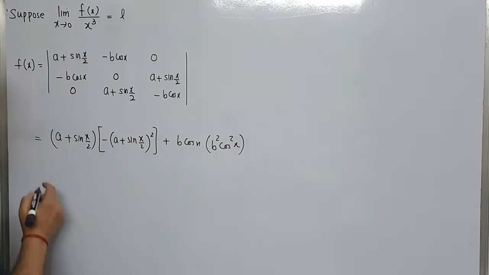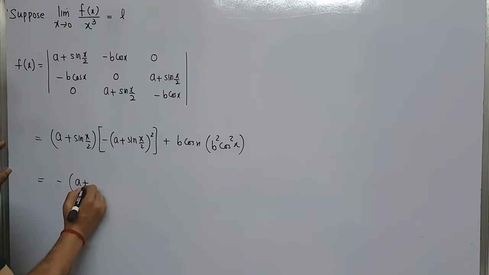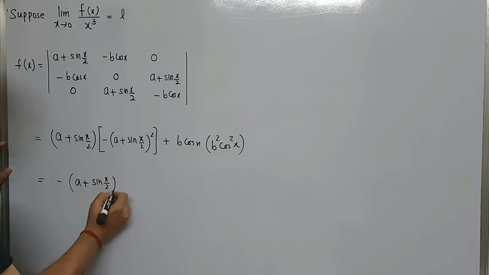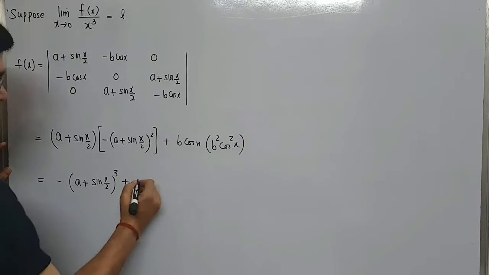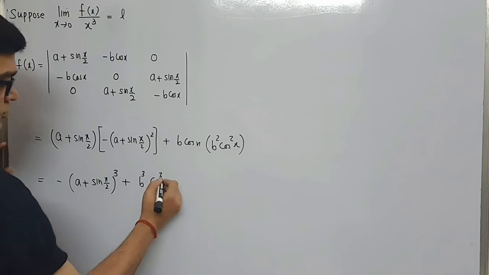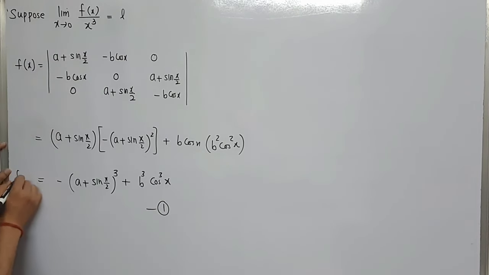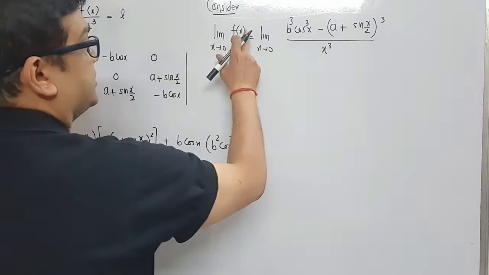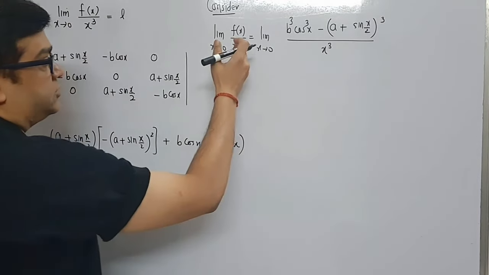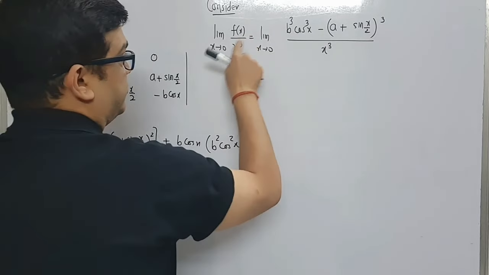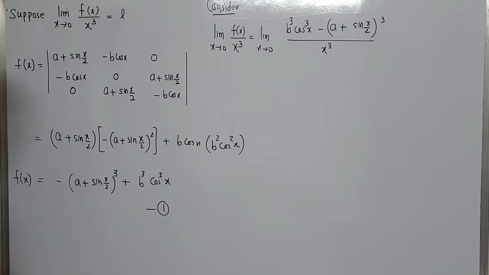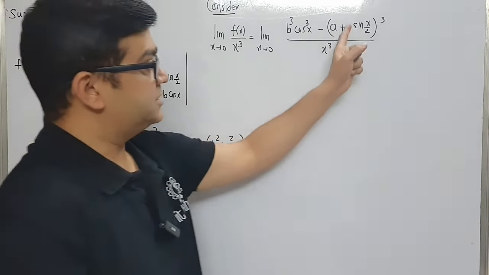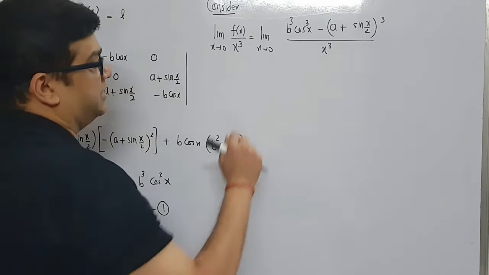So finally, it is going to be negative of (a plus sine x by 2) the whole cube plus b cube into cos cube x. So this is our f of x. So now let us consider this limit as x tends to 0 of f(x) over x cube. Limit x tends to 0, f(x) value I'm putting from here, that is b cube cos cube x minus (a plus sine x by 2) the whole cube divided by x cube.